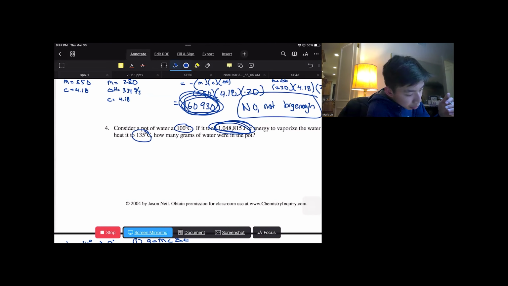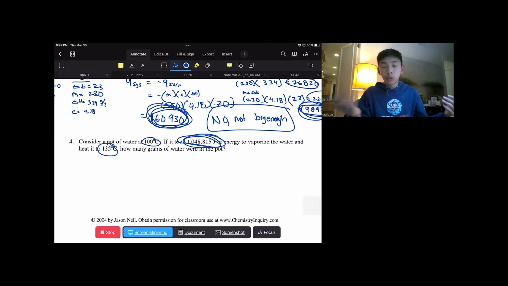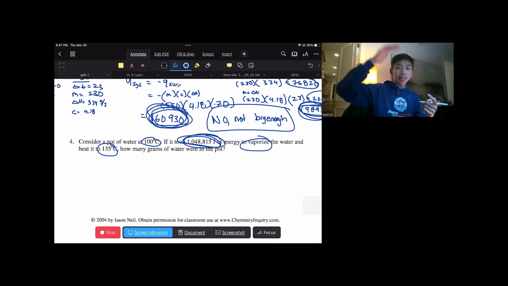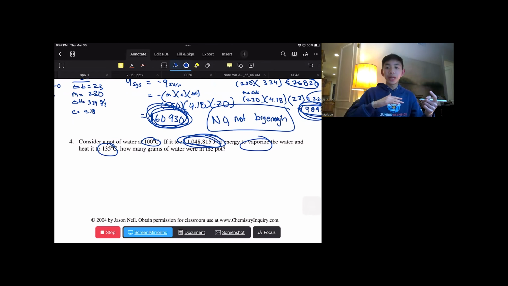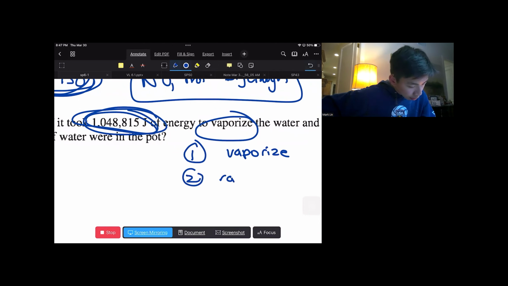So there are two things we need to do. In order to find the Q total, there's one phase change, right? And that's to vaporize the water. And then from 100 to 135, that temperature difference, how much energy is needed to raise the temperature to 135? So we need two steps. One, vaporize. Two, raise from 100 degrees Celsius to 135.